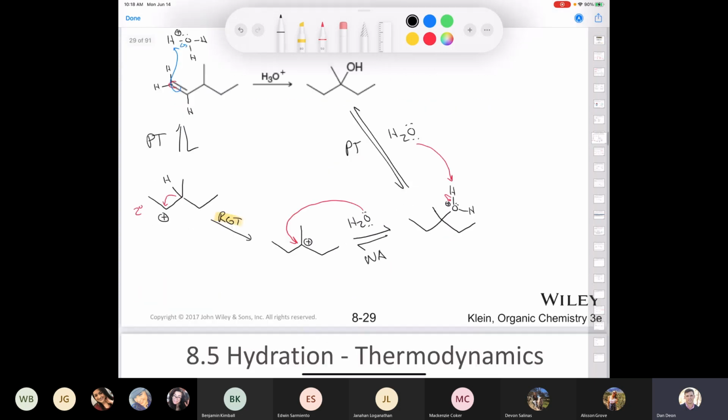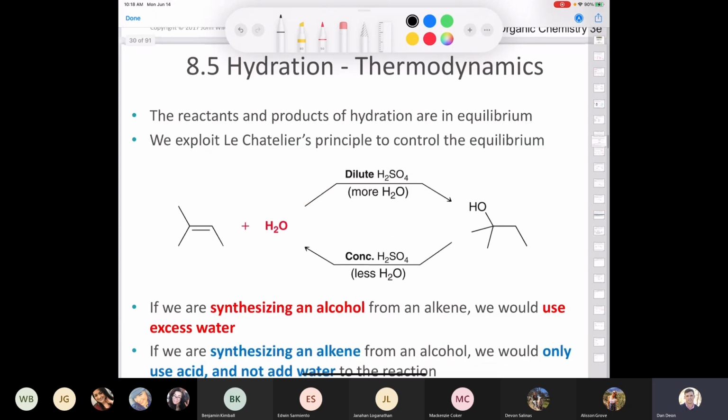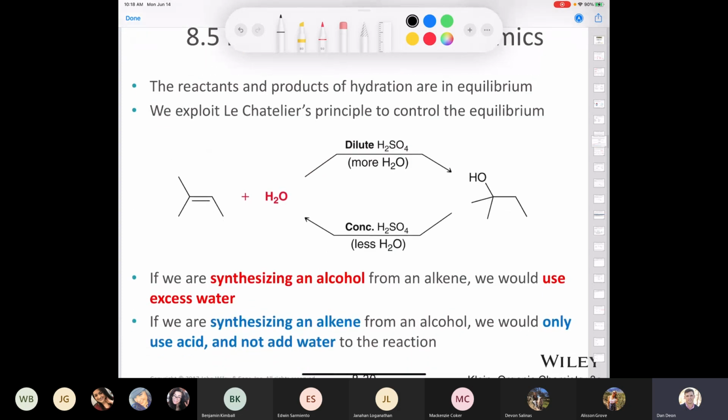Now, in terms of the thermodynamics of this reaction, of this hydration, it says the reactants and products of hydration are in equilibrium, and we can exploit Le Chatelier's principle to control this equilibrium. What's Le Chatelier's principle? It states that a system at equilibrium is going to adjust in order to minimize any stress placed on the system.